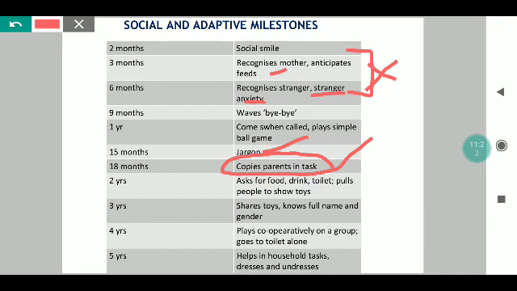By 2nd year of life, the child asks for food, drinks, and is able to recognize a requirement for toilet and pulls people to show certain toys. By 3rd year, the child knows his or her full name and gender and is in a position to share toys with others. By 4th year, the child is able to play cooperatively in a group. Now, this is a milestone of controversy. Some do say this occurs by 3rd year, but it is well accepted that it is at 4th year to play cooperatively in a group. And by 5th year, the child is able to dress or undress on his or her own, with other household tasks.